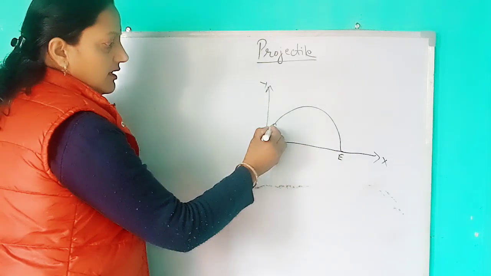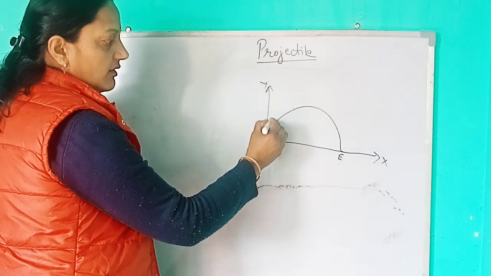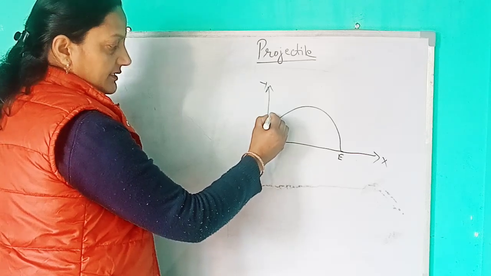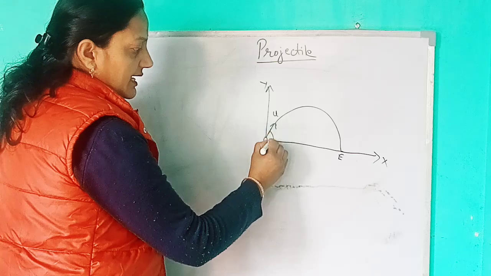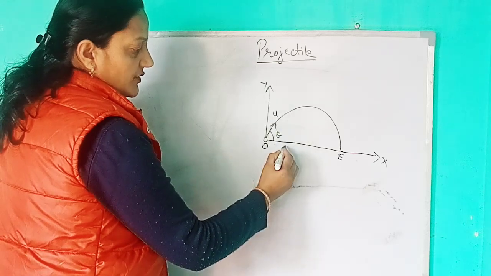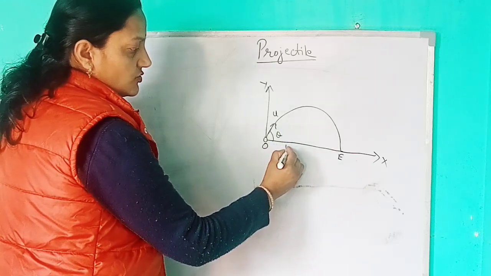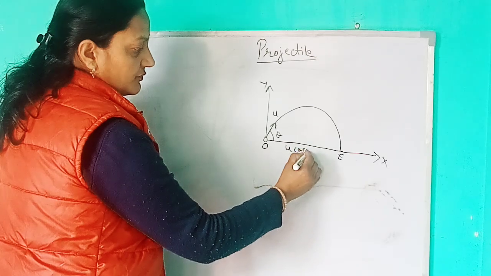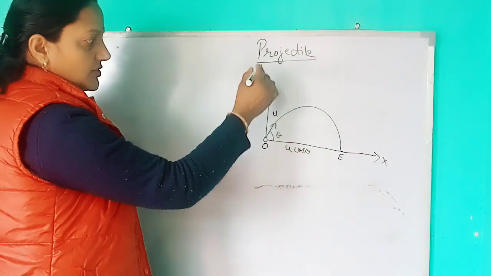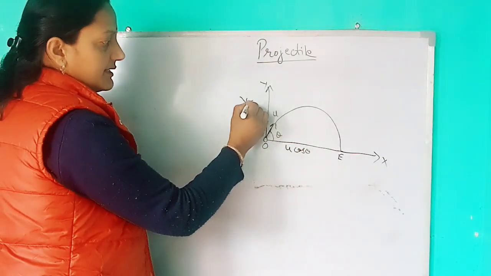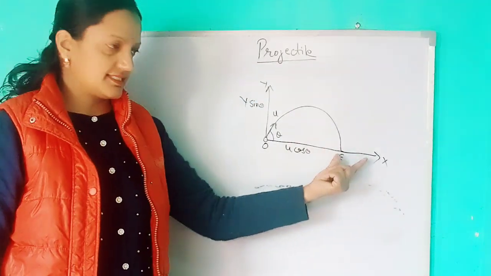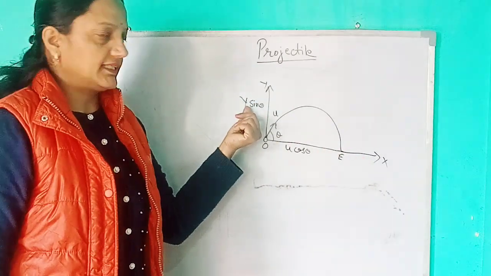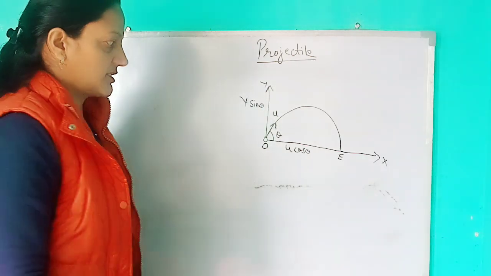When we throw a ball in an upward direction, it has initial velocity u, and it makes an angle theta. So we can see that this component is u cos theta in the horizontal direction, and in the vertical direction it is u sin theta.